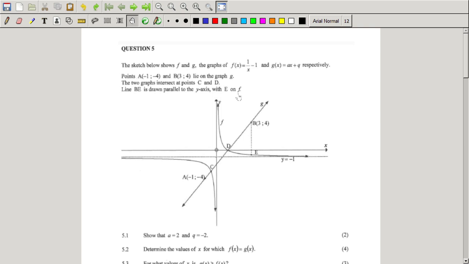Welcome to this video. I have a nice question here. I hope I'll be able to explain it for the viewers to understand what I'll be talking about. We are given the sketch below, which shows f and g, the graphs of f of x, which is defined by this, and g of x, which is defined by this, respectively. Here are the sketches that they are talking about in the statement.